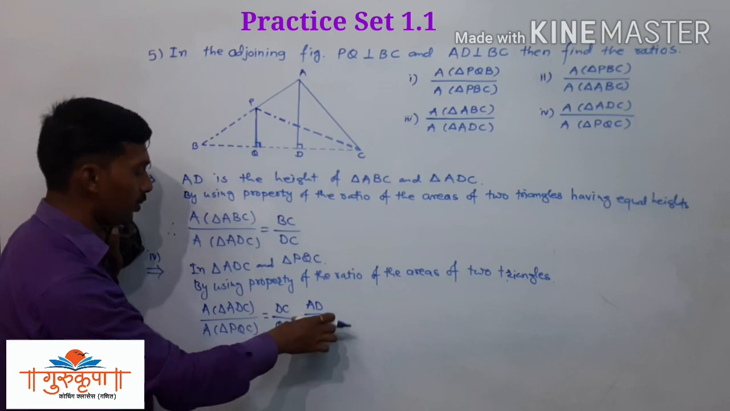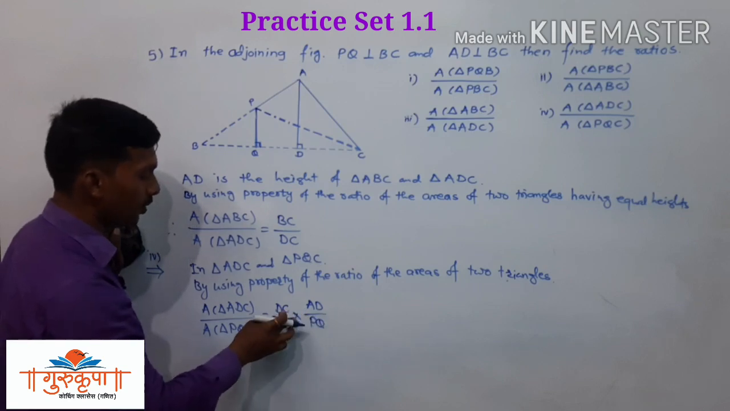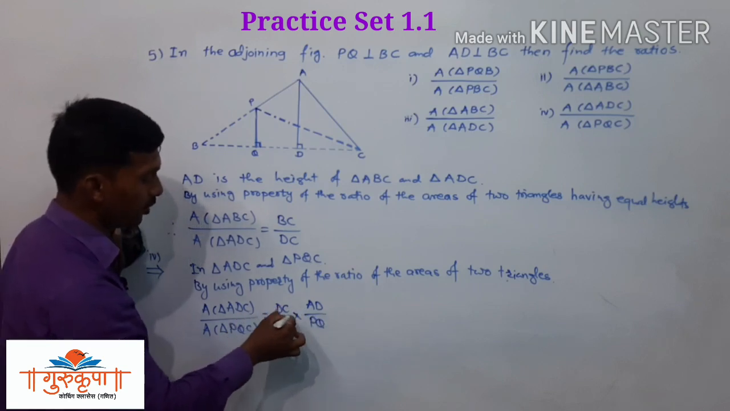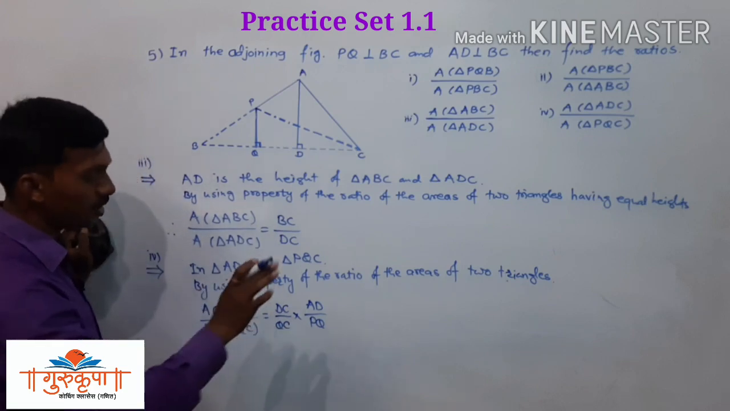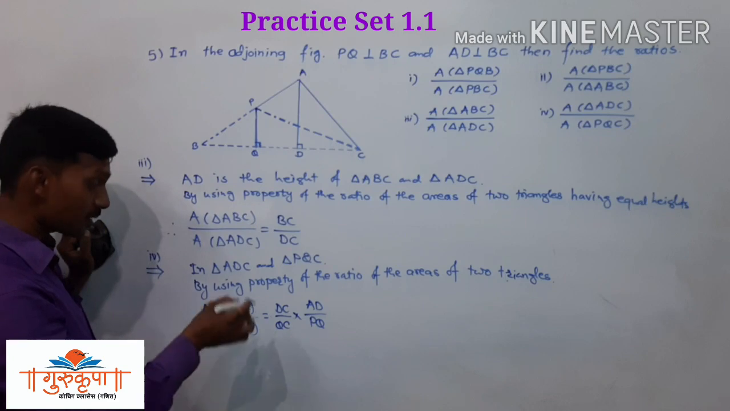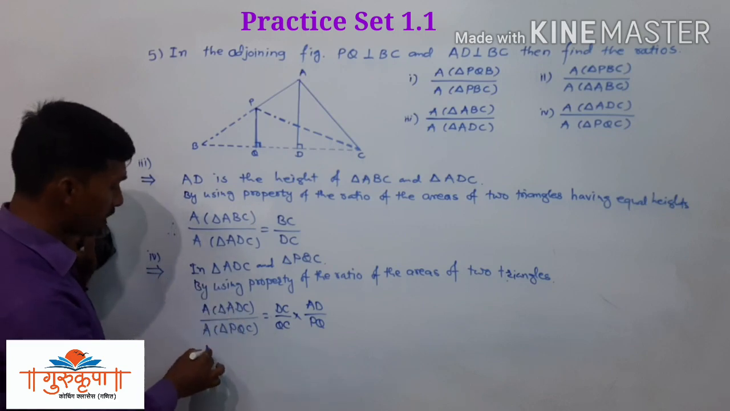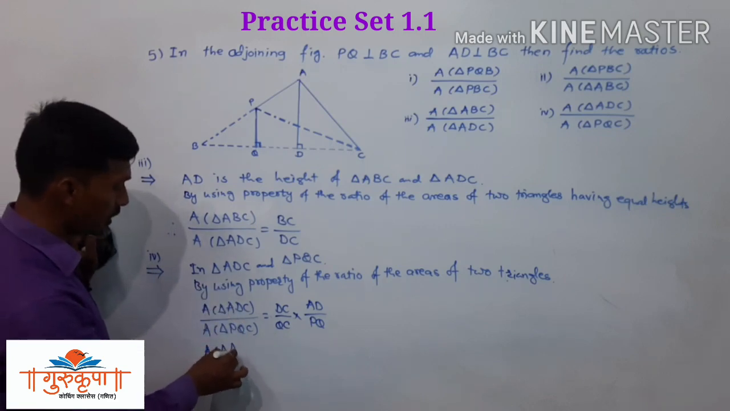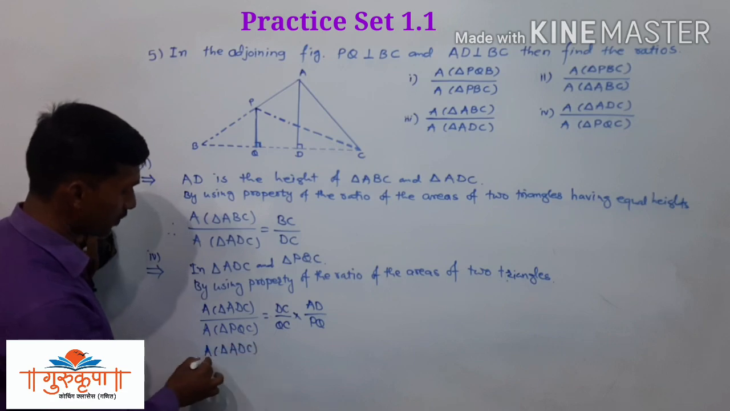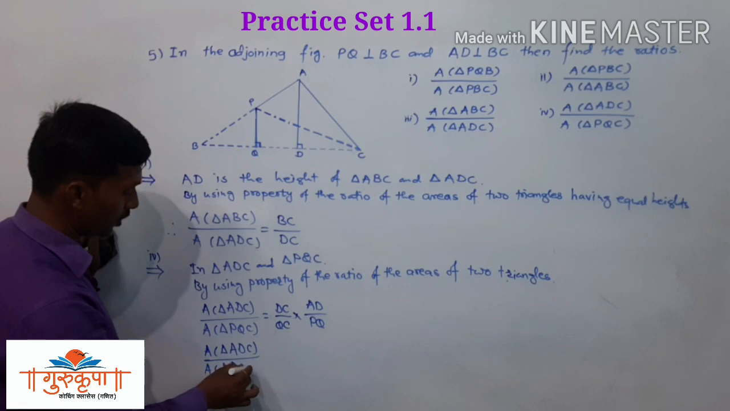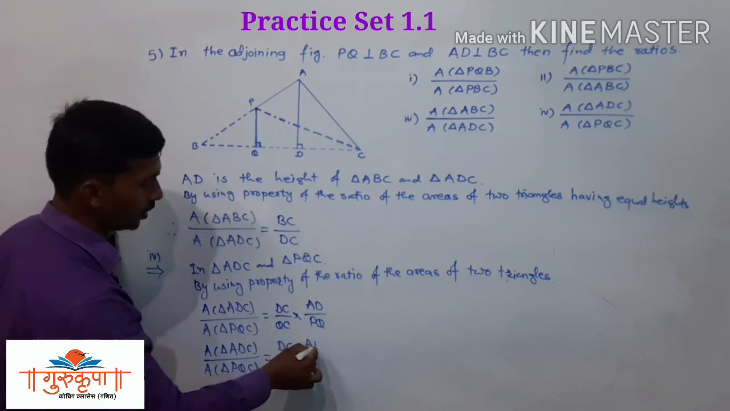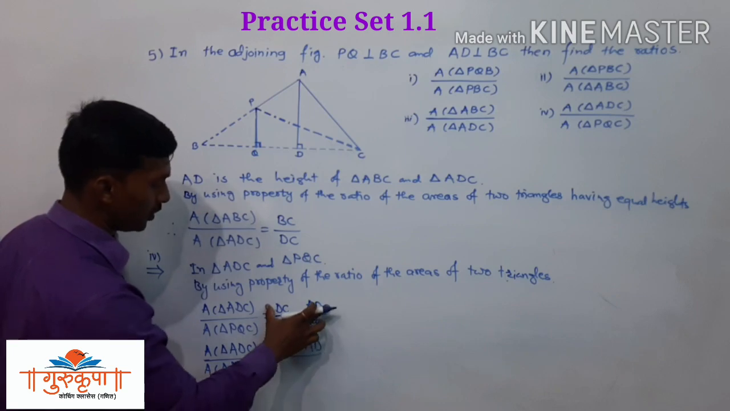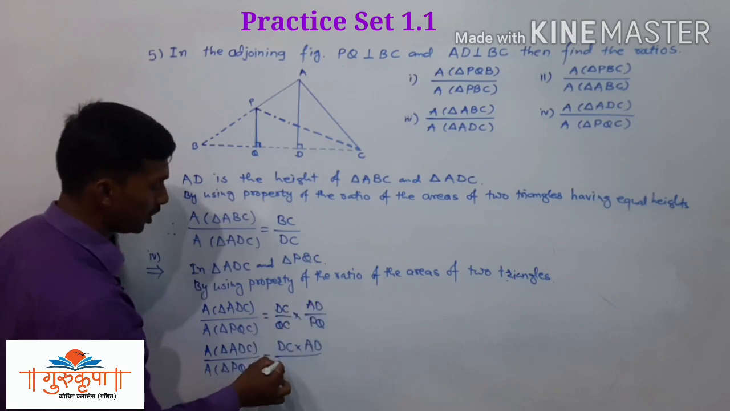We are unable to put the values since the values are not given, and we are unable to take the product also since the values are unavailable. So this is our final answer. Simply we can write it as area of triangle ADC upon area of triangle PQC is equal to DC multiplied by AD upon QC multiplied by PQ.